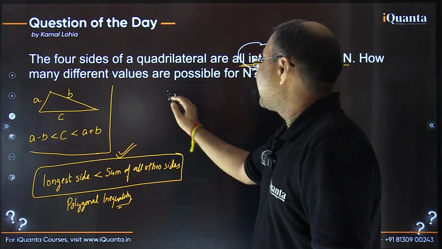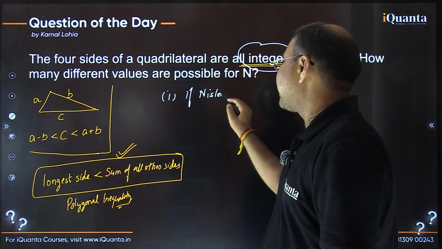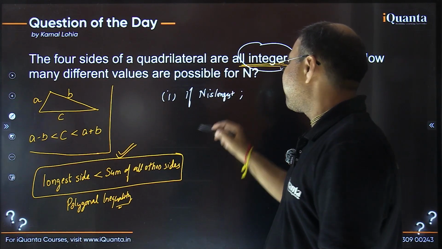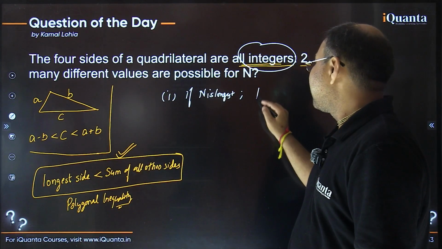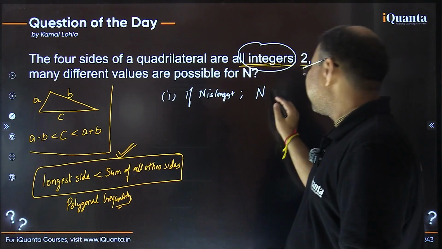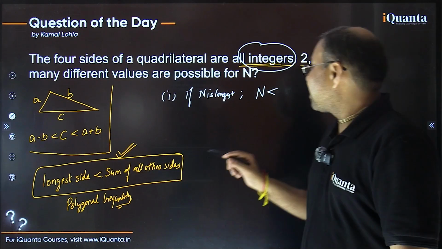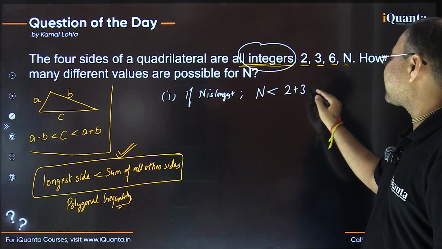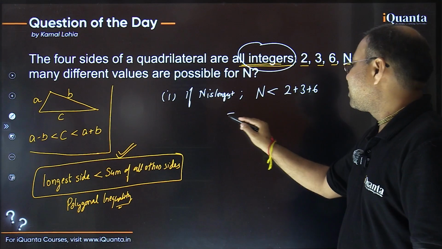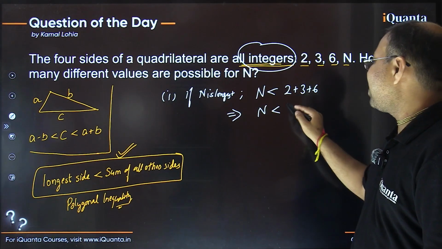First case, if n is the longest side. So what does my polygonal inequality say? It says this longest side, that is n, must be smaller than the sum of all other side lengths, right? And the sum of all the other side lengths is nothing but 2 plus 3 plus 6. Are you getting that? Which means it tells me that n should be less than 11.